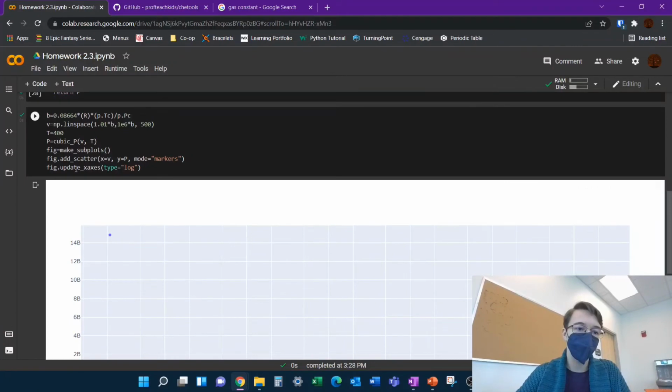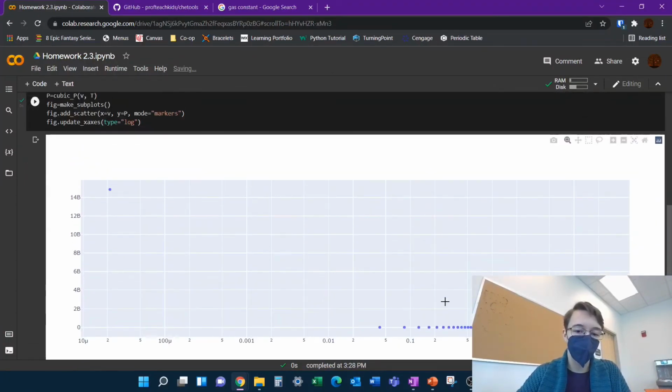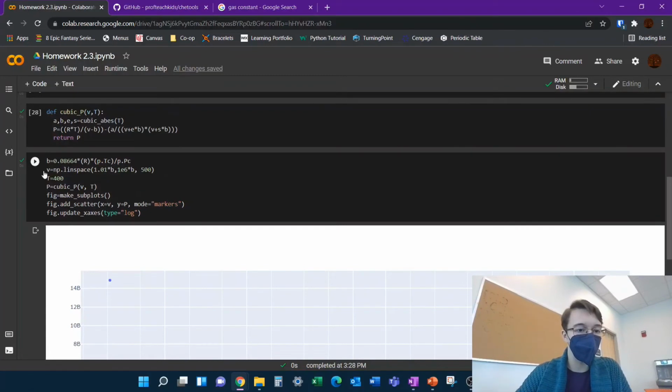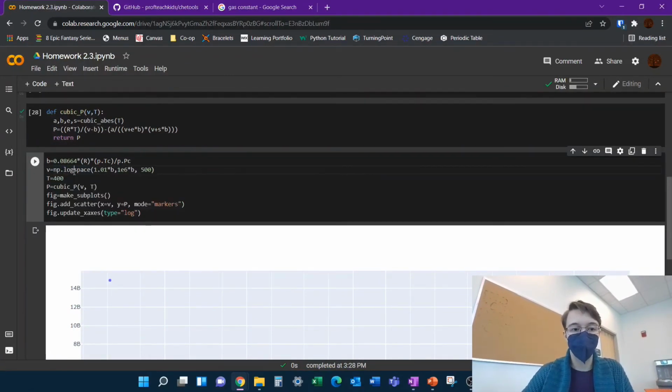That's because our values are linspaced. So they're linearly spaced, but they're on a logarithmic plot. So we're going to need to logarithmically space these values. So we can do that using the logspace function instead of linspace. So the difference between logspace and linspace.